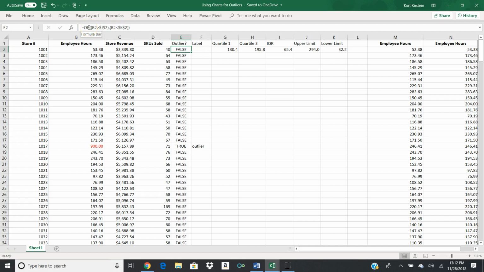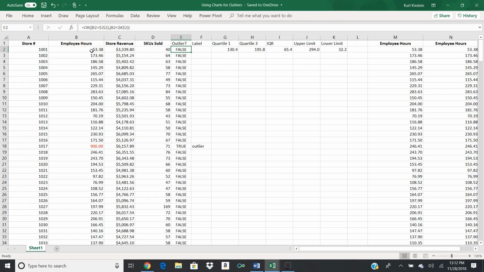The first thing we're going to look at is, is the value in B2 greater than the value that is in J2? J2 is over here. It's our upper limit. J2 is 294.0. B2 is 53.38. It is not greater, so that is false. Then the next thing we're going to look at is, is the value of B2 less than the lower limit, or the value that is in K2, and that is 32.2. It is not lower than 32.2, so it is also false.